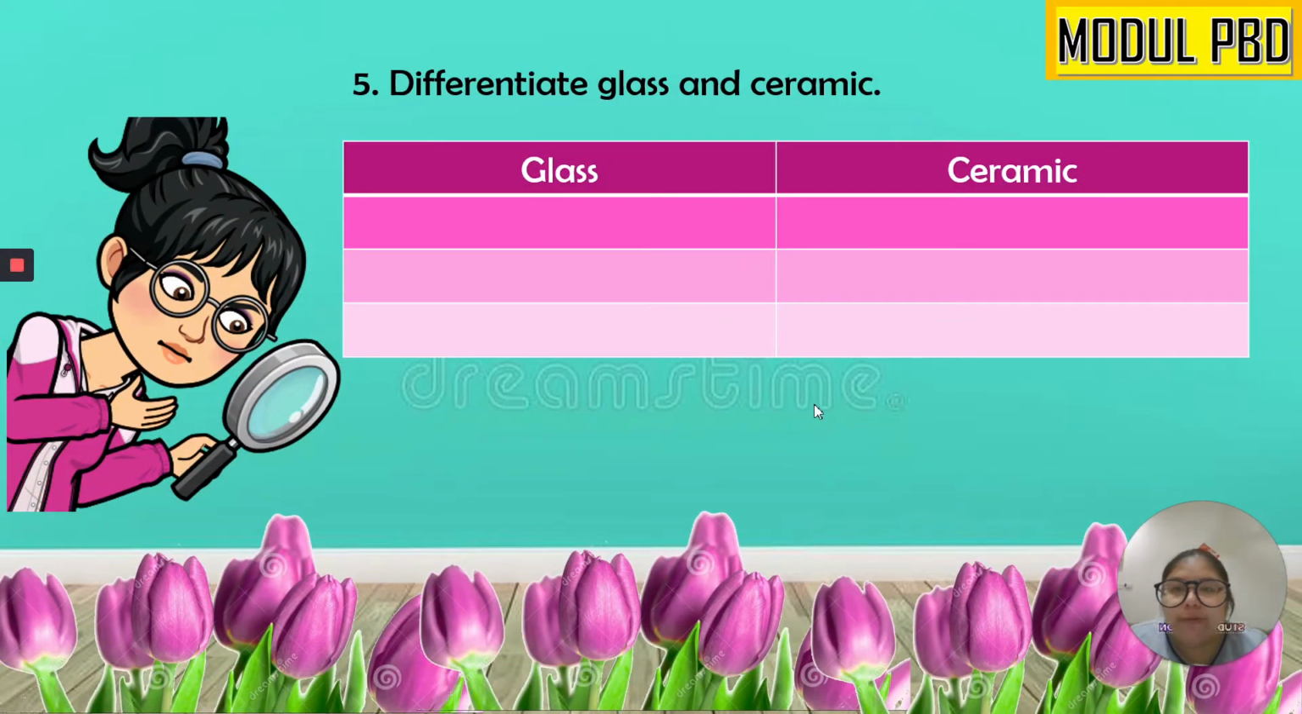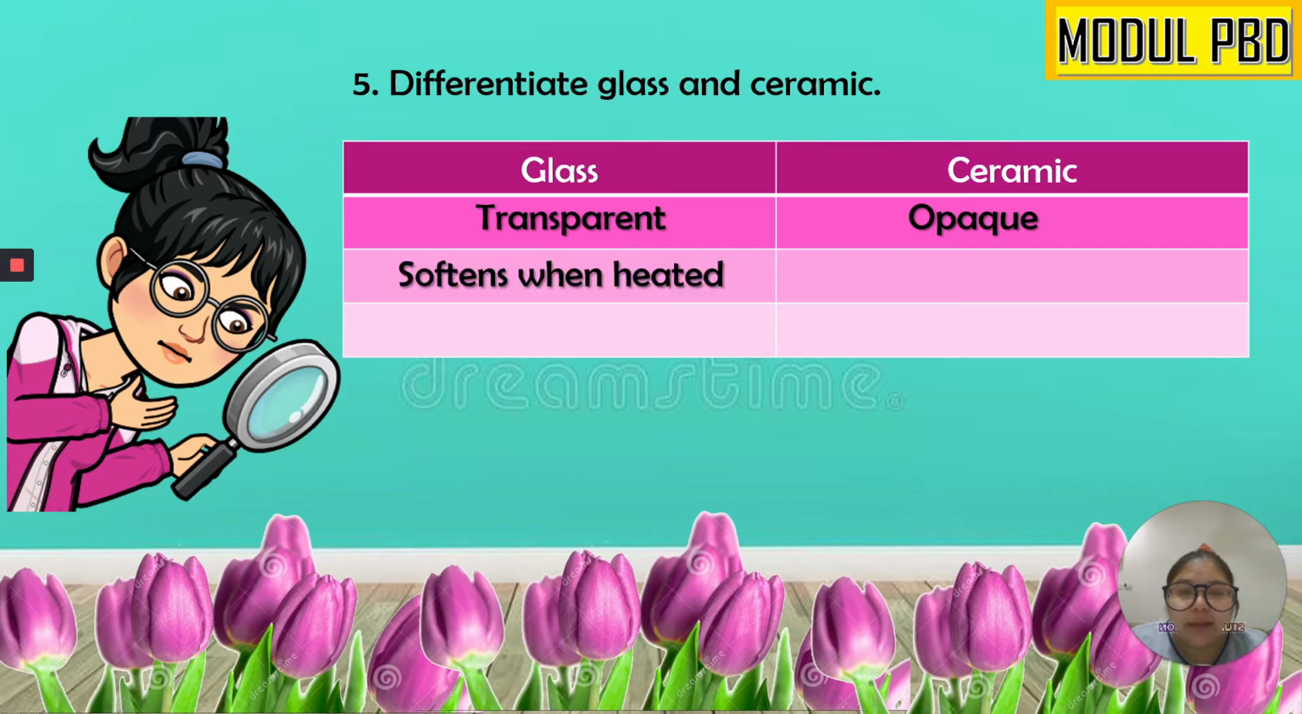And we're going to see question 5. We need to differentiate between glass and ceramic. First one, glass is transparent. Number 2, ceramic is opaque. Opaque means light rays cannot go through, while transparent means light can go through the glass. Next, glass is softened when you heat it, which means it will melt. How about ceramic? Ceramic retains its shape, it stays the same although you heat it at a high temperature.